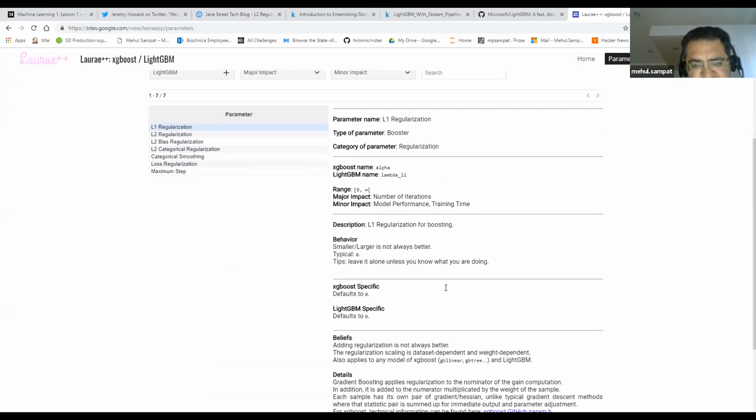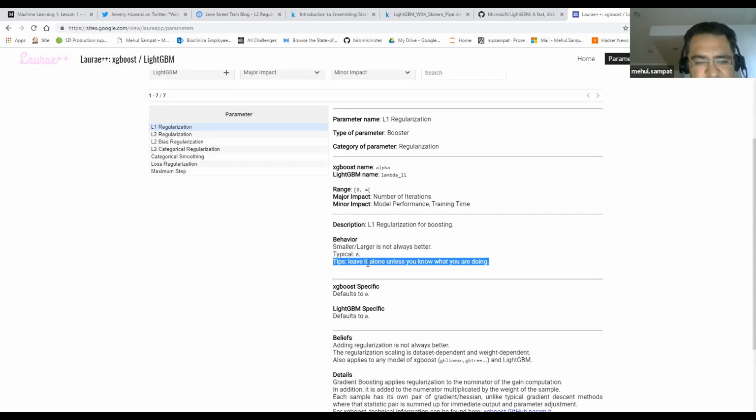And of course, one challenge is we don't know the magic value for the regularization, right? How much regularization to put. So here they say the default is, if you're not sure about it, just don't change it.